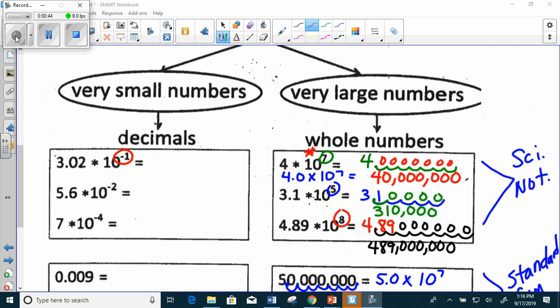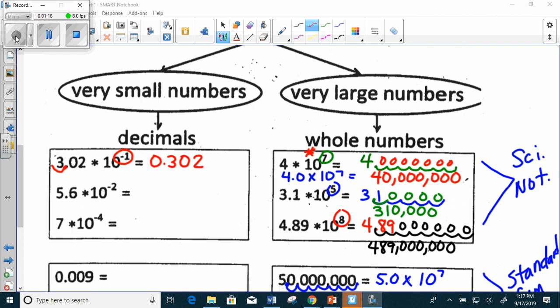So look at where your decimal is right here. We want to know what the number is in standard form. This is in scientific notation, right? So it's 3.02 times 10 to the negative 1, which means it's going to be smaller. You're just going to move the decimal 1 to the left. So what is our new number? 0.302. That's it. Simple as that.